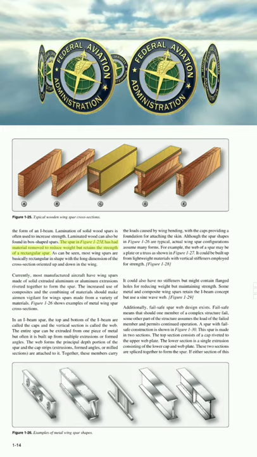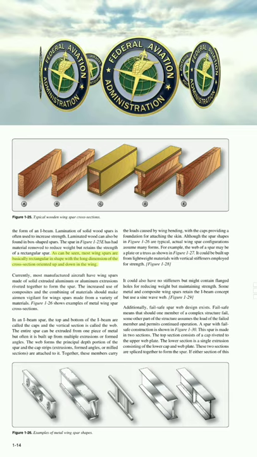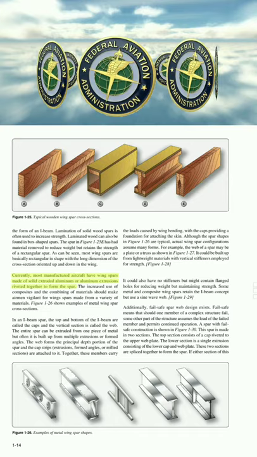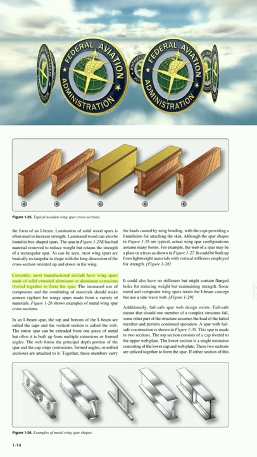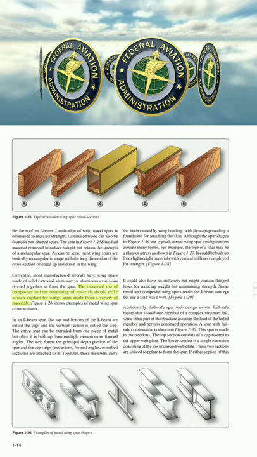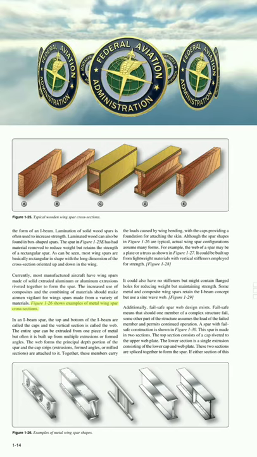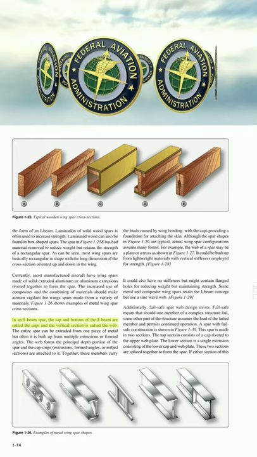As can be seen, most wing spars are basically rectangular in shape with the long dimension of the cross-section oriented up and down in the wing. Currently, most manufactured aircraft have wing spars made of solid extruded aluminum or aluminum extrusions riveted together to form the spar. The increased use of composites and the combining of materials should make airmen vigilant for wing spars made from a variety of materials. Figure 126 shows examples of metal wing spar cross-sections. In an I-beam spar, the top and bottom of the I-beam are called the caps and the vertical section is called the web. The entire spar can be extruded from one piece of metal, but often it is built up from multiple extrusions or formed angles.